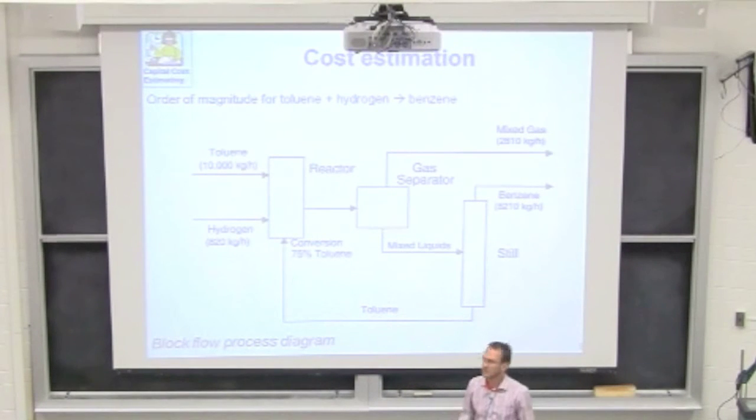So let's take a look. If you're deciding to open a restaurant, one of the first decisions, as I said, is what type of restaurant, what the basic elements are that you're going to need. That's it. No difference to a block flow diagram. If you're deciding you want to make benzene from toluene and hydrogen, you know that you're going to need a reactor, a separator, and another separator.